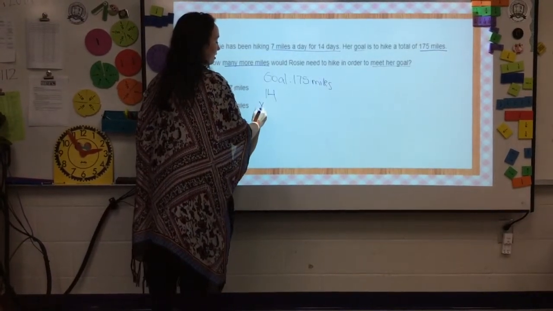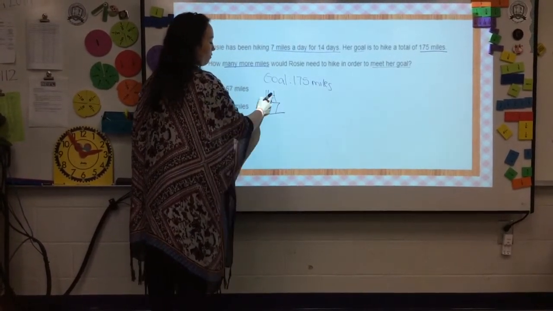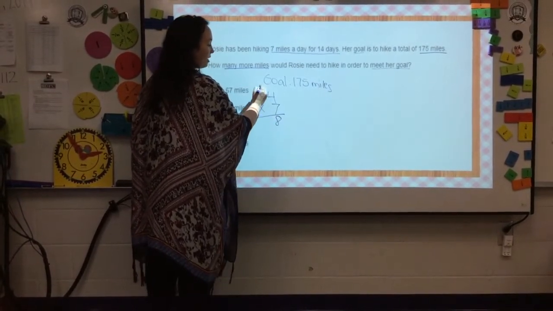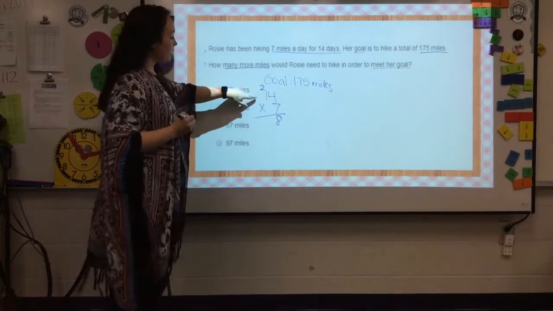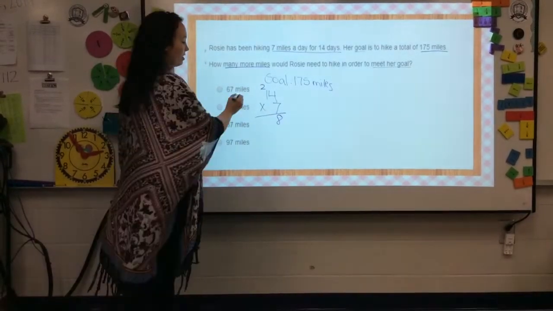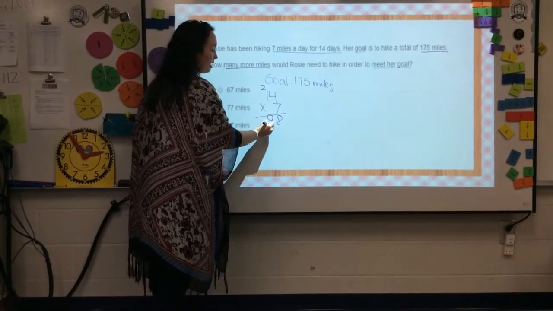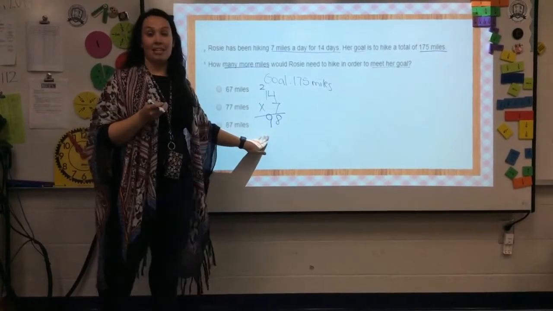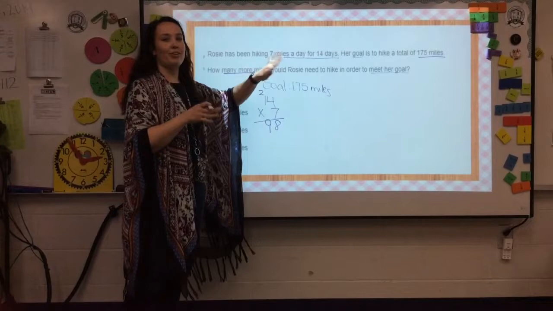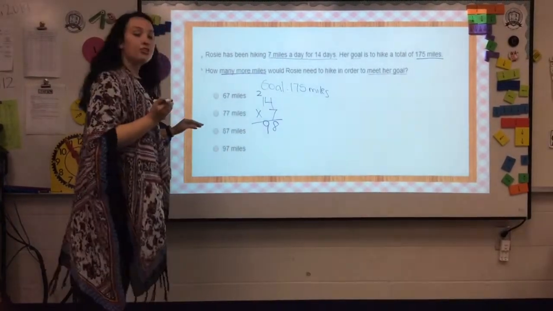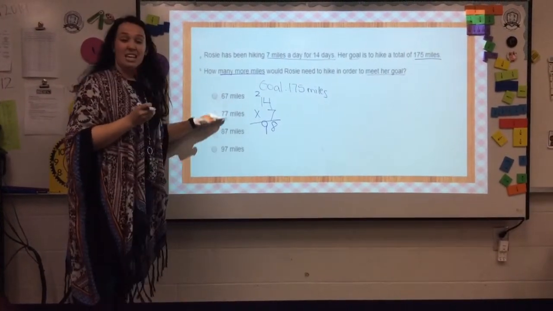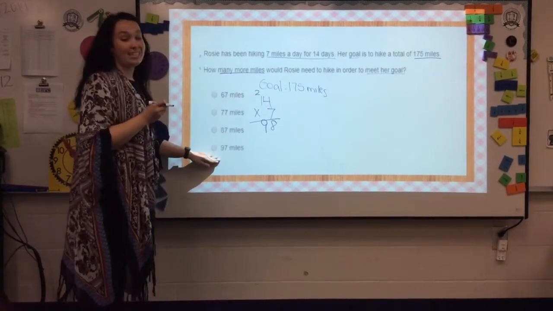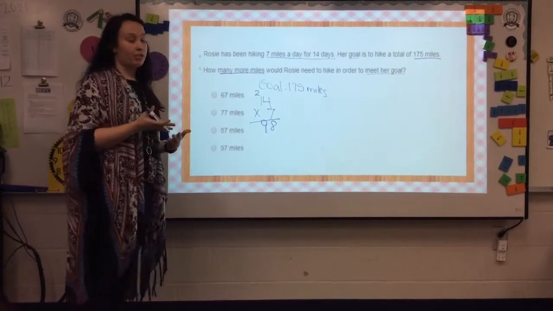14 days times 7. 4 times 7 is 28. So we put the 8 in the ones place, carry the 2 in the tens place. 1 times 7 is 7, plus 2 is 9. 98. Now, a lot of the time your student may think 98 is the answer because they've done the first part and they're like, oh, we're done. But another strategy I show them is that 98 isn't one of our answer choices, so that's a key thing for them to look out for. There's no 98 here, so that can't be the answer.